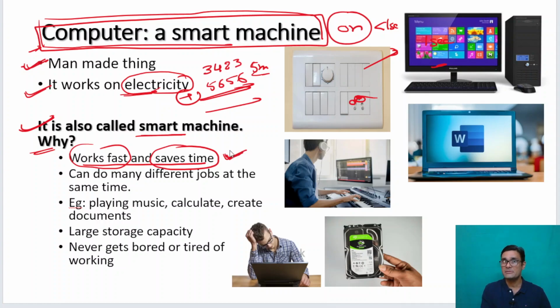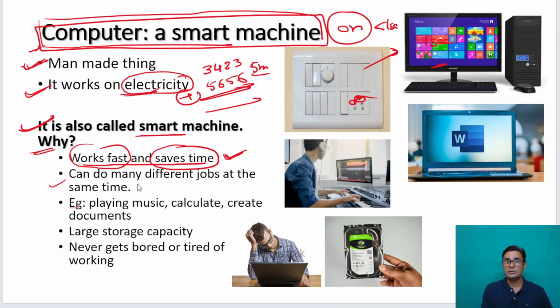Like how a washing machine saved your time to wash the clothes. Like that only computer is also a machine which works on electricity. It works very fast and does all mental calculations and other things. Let us come to that now.